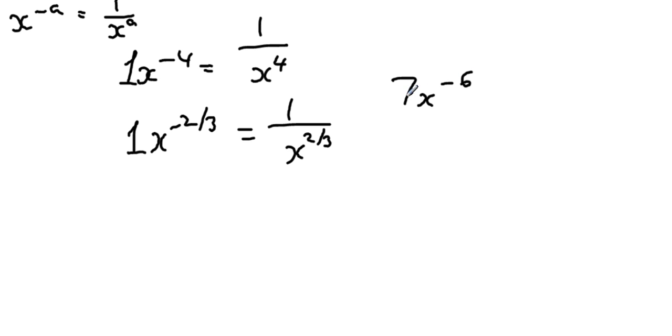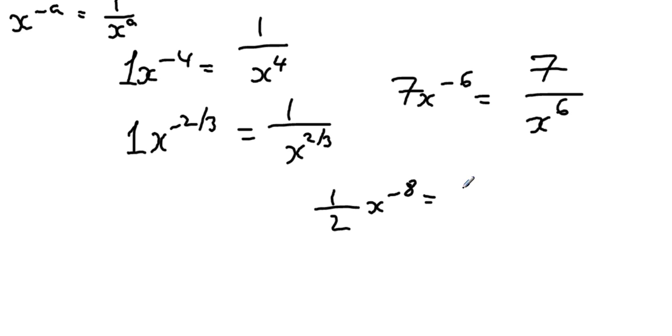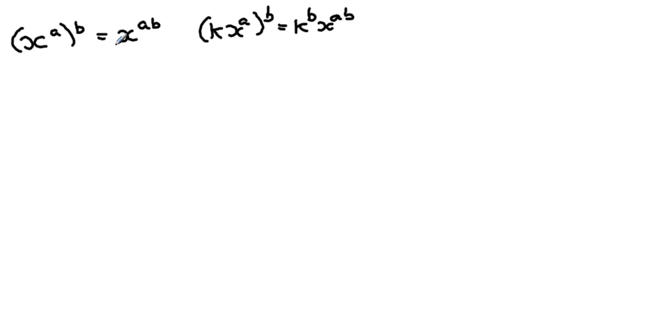7x to the negative 6 then is, just be careful with this one, so the 7 goes in the top and stays there still, and it's the x only that moves to the bottom, so x to the power 6. Again, fraction of a half x to the negative 8, the half stays as is, and it's the x to the power 8 moving to the bottom to become a positive. So negative indexes move it from top to bottom of a fraction. Okay, if you're powering something up with a bracket, all you do is multiply the power by that thing. So x to the power a, all to the power b, is just x to the ab.